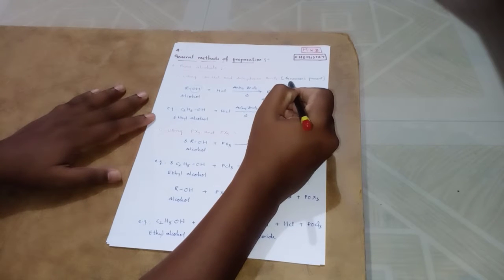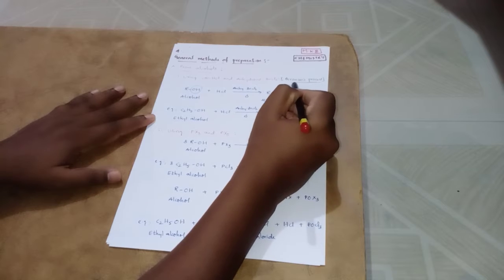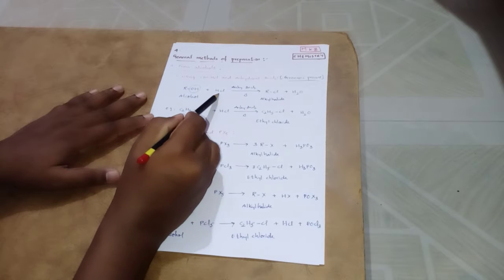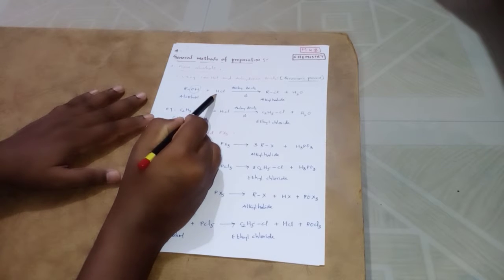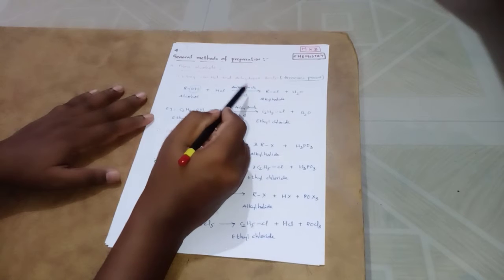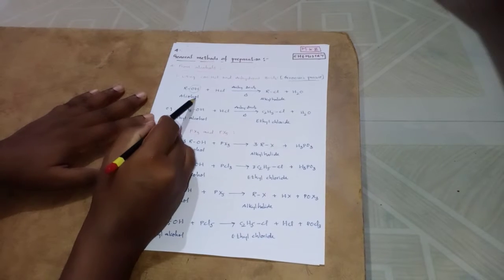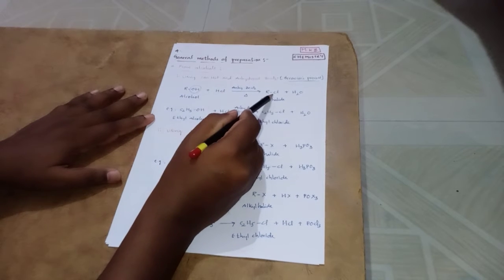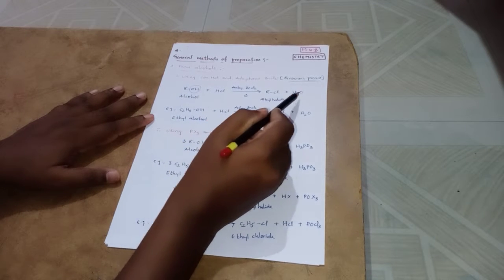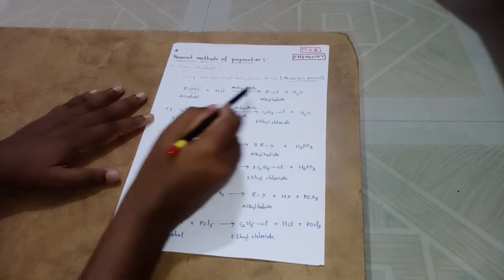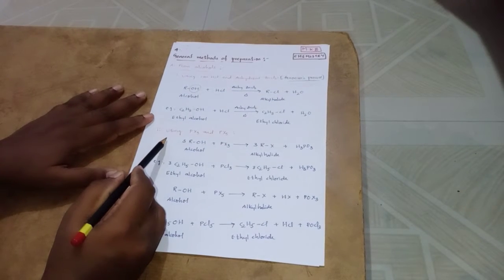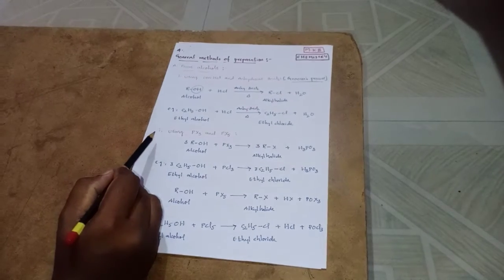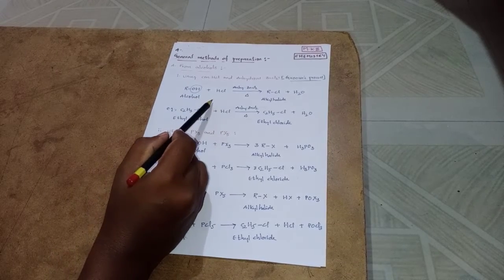One is Groves process. In Groves process, alcohols are treated with concentrated HCl and anhydrous zinc chloride, in which the OH is replaced by the chlorine atom, so that it becomes alkyl chloride plus H2O. OH and H are eliminated in the form of water. That water is absorbed by the anhydrous zinc chloride. So this is a general reaction.